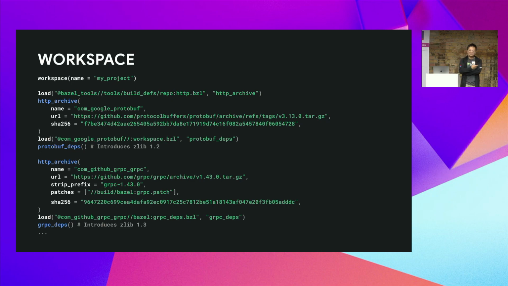What could be worse is that they could apply different build files for it. And if the build file is different, they cannot agree with each other. So this is basically the famous diamond dependency problem. And there's no good solution in the workspace file, because the order you introduce those dependency macros matters. It will determine which version you get. And this essentially turns the workspace file imperative. That's not what we want for declaring dependencies.